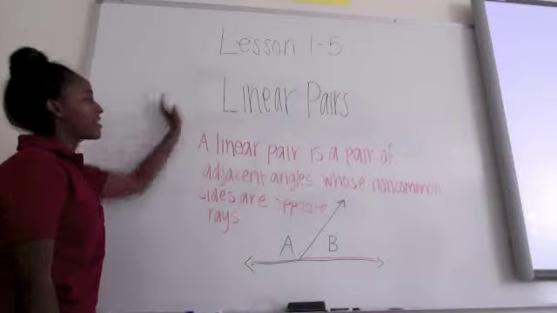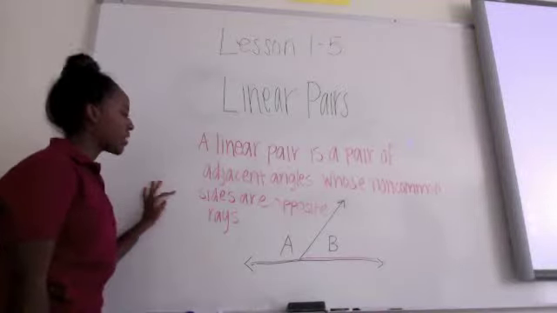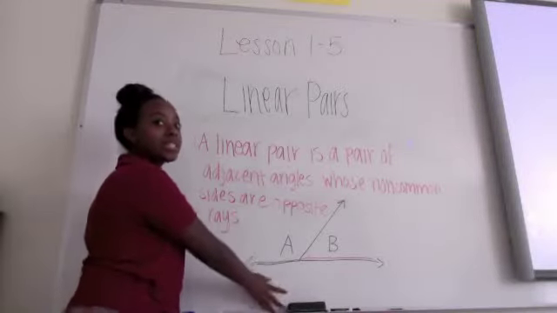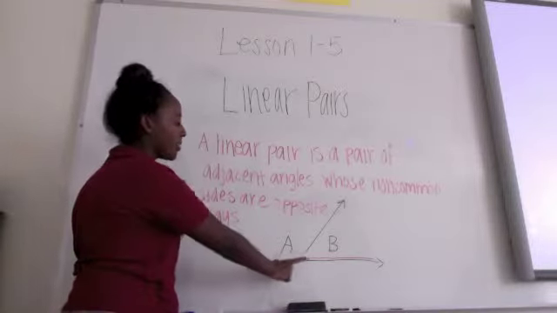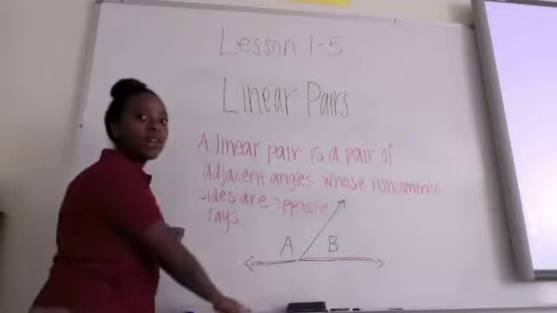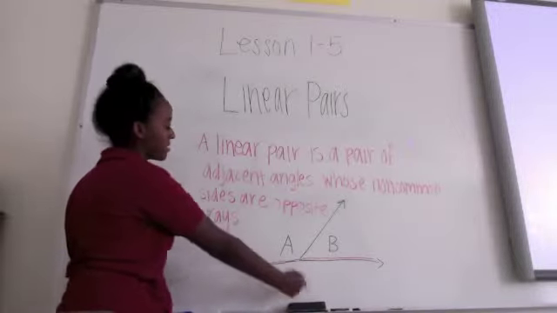Next, we have linear pairs. A linear pair is a pair of adjacent angles whose non-common sides are opposite rays. As you can see in this example, this is an adjacent angle because the 2 sides share a common vertex and a common side. What makes it a linear pair is the fact that the 2 non-common sides are opposite rays.